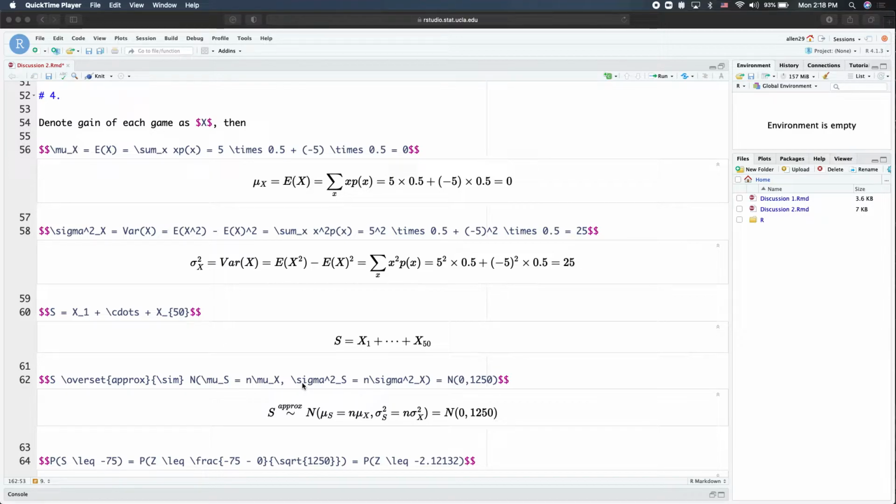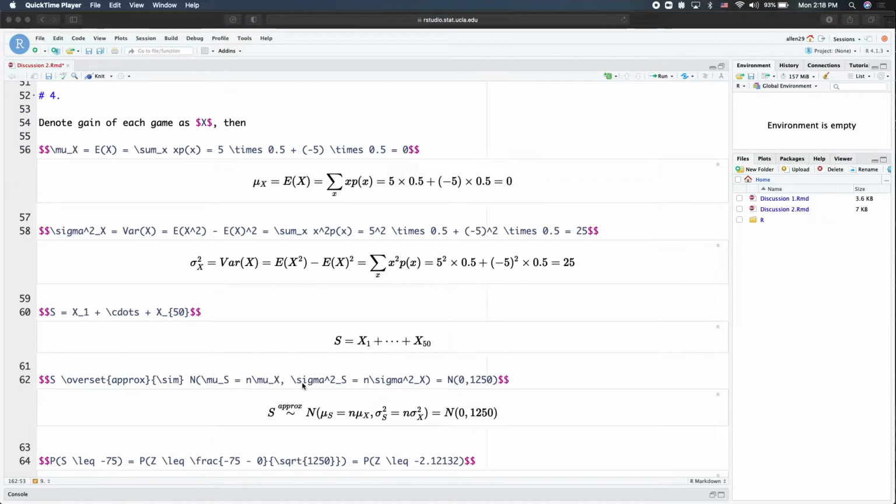And then the variance of X, we also use the second moment minus the square of the first moment. So the summation of x squared multiplied by P of x. So 5 raised to the power of 2 multiplied by 0.5, and then -5 raised to the power of 2 multiplied by 0.5. So the variance of each game is 25. We still have minus 0 squared, but it's just 25. So that's the mean and the variance.